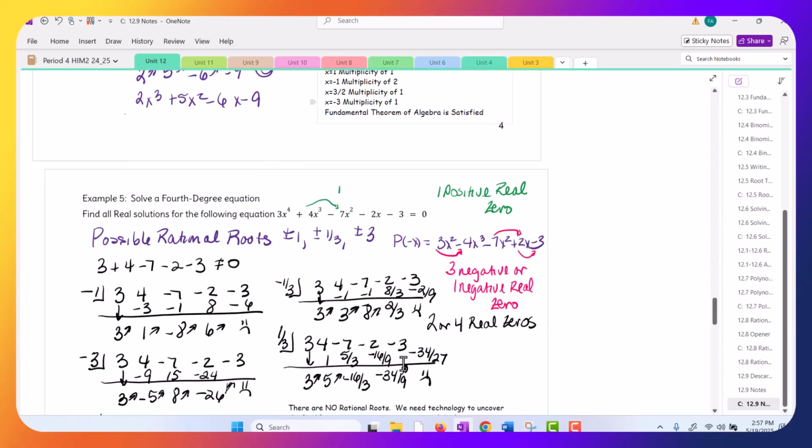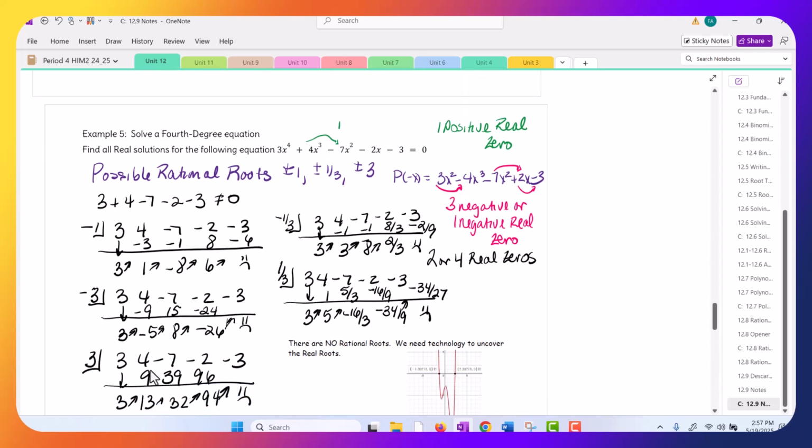Okay, we're going to do it again with a 4th degree polynomial. We apply Descartes to get 1 positive real 0, 3 negative or 1 negative real 0. We add the coefficients together. +1 is not a 0. We try -1, that doesn't work. -3 doesn't work. +3 doesn't work. -1/3 doesn't work. +1/3 doesn't work. We're like, well, we have exhausted all of our possible rational zeros, which means we are only looking for irrational zeros. Got it, that's fine.